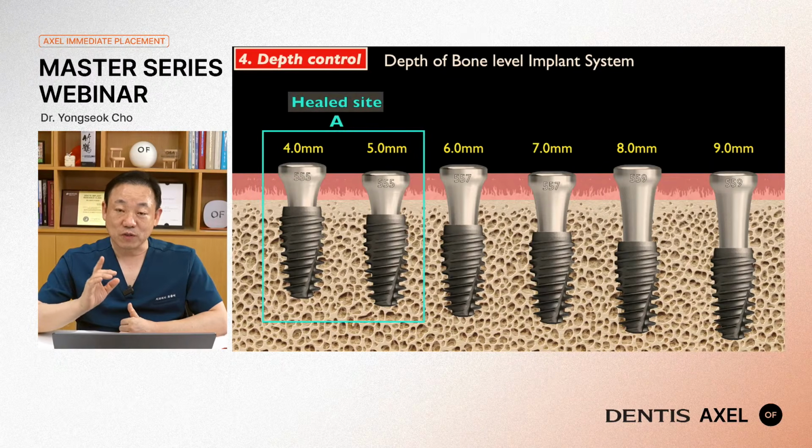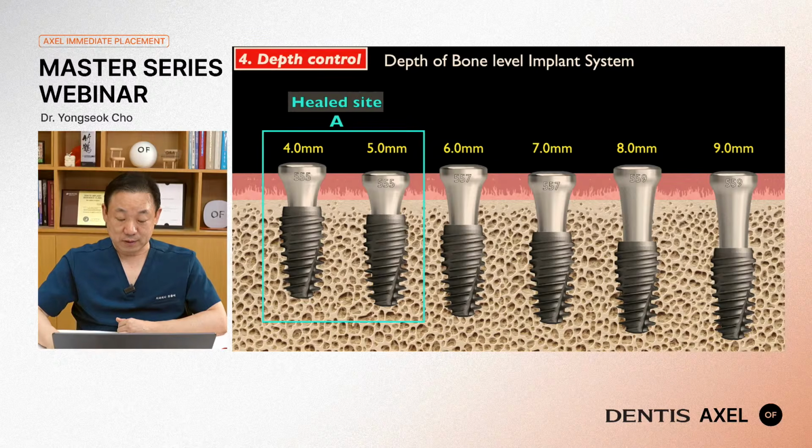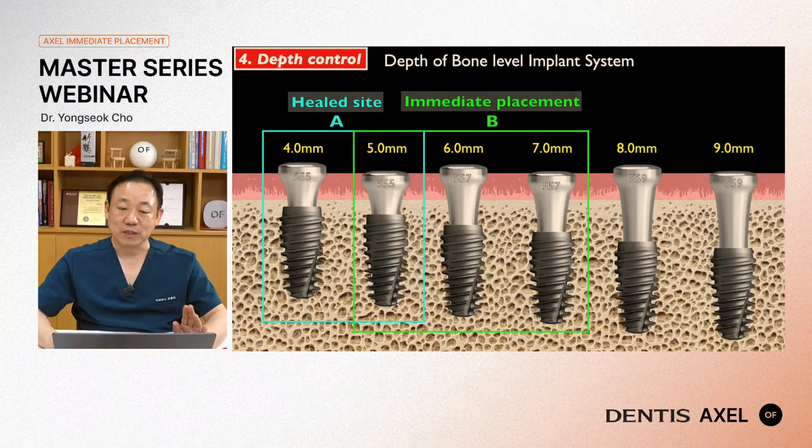For this reason, the minimum recommended depth is 4 mm. A depth of 4 mm or 5 mm is commonly selected for a routine implant placement. Okay? However, when it is immediate implant placement after extraction, I tend to place the implant deeper, and I recommend a depth of 5 to 7 mm.